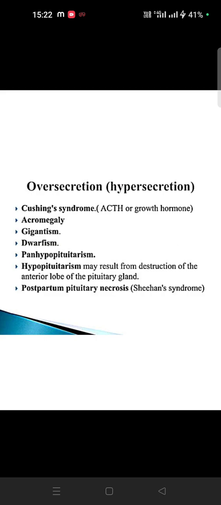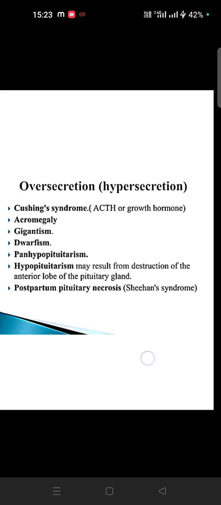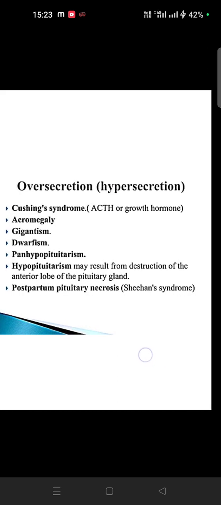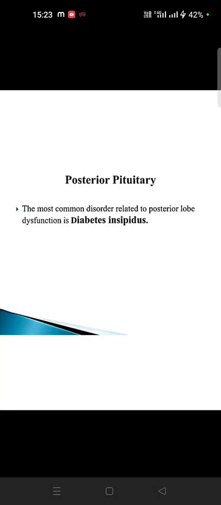Then hypersecretion, for ACTH and growth hormone, gives acromegaly, gigantism; and dwarfism, panhypopituitarism. Hypopituitarism may be caused by disorders of the anterior lobe of the pituitary gland and postpartum pituitary necrosis. Then the posterior pituitary: the most common disorder related to the posterior lobe is diabetes insipidus.